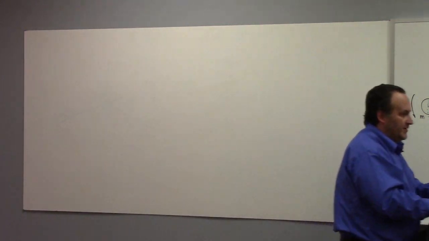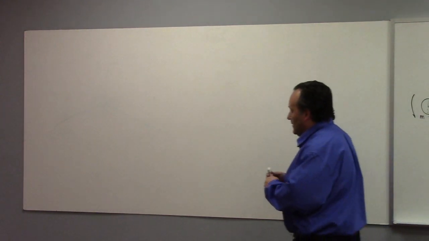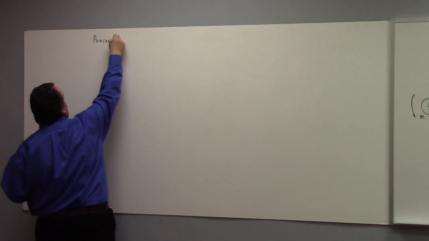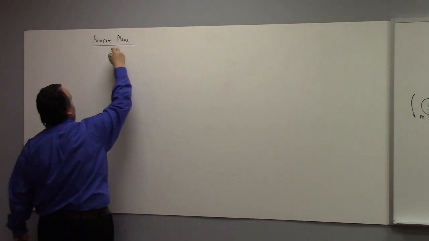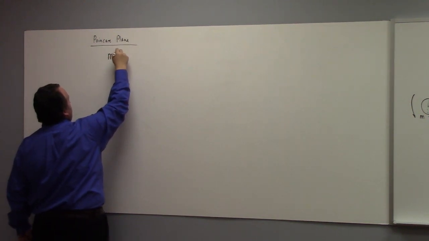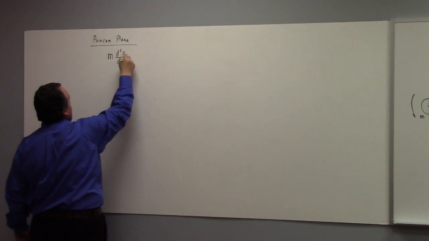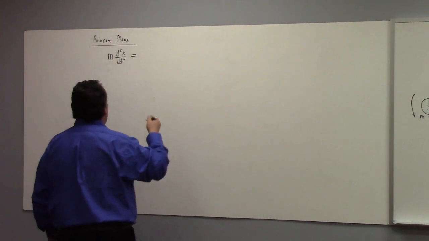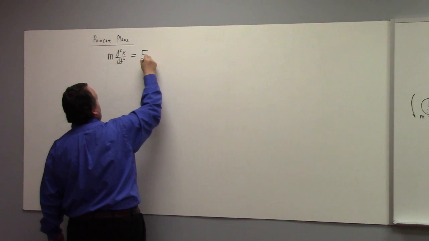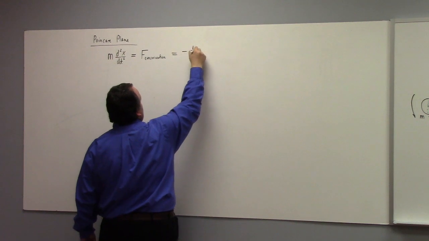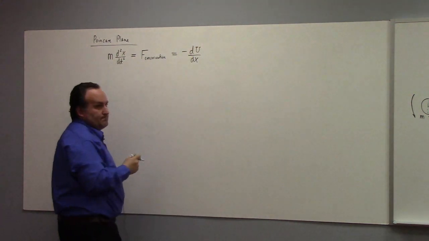Let's see here. Oh, next example. So there's something called the Poincare Plane, which I should talk to you guys a little bit about. Here's the idea of it. If we have a problem, something like m d squared x dt squared, right? So this is ma, and that's equal to, let's say, a force which is conservative, right? Then, of course, that's equal to minus du dx.